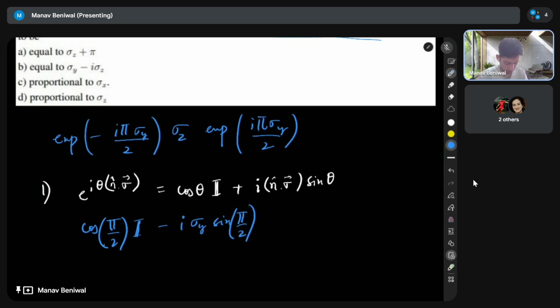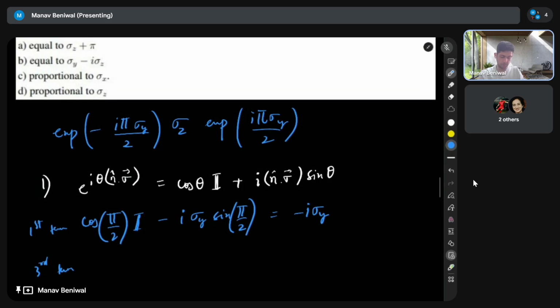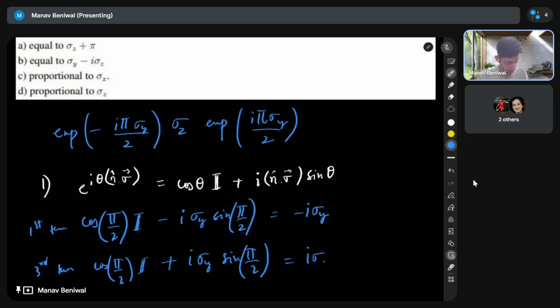Okay, so cos pi by 2 is 0, so this term just goes to 0. And this sin pi by 2 is 1, so this gives us minus iota sigma y. So this is the first term. Similarly, the third factor will again give us cos pi by 2 I, and this time plus iota sigma y sin pi by 2. So again this term is 0 and this gives us iota times sigma y.